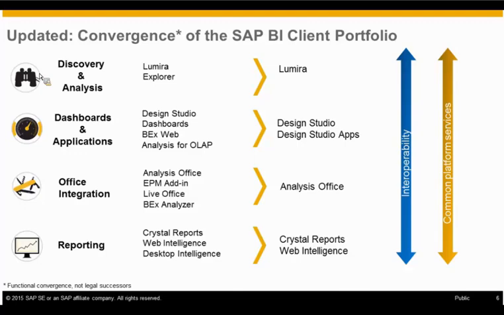So for that data discovery and analysis use case or category, SAP Lumira is definitely the application that you would want to go forward with. Similarly, for Design Studio or for dashboarding and application category, you have a set of 4 tools. You've got Design Studio, you have BusinessObjects Dashboards, also known as Xcelsius, you have Bex Web, and you also have Analysis for OLAP.